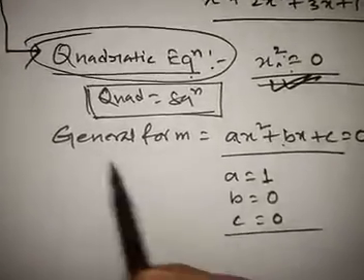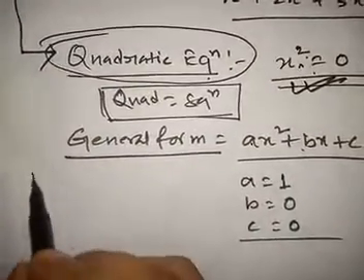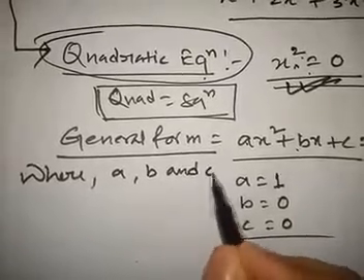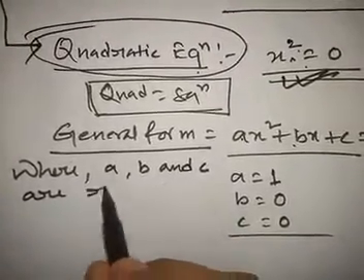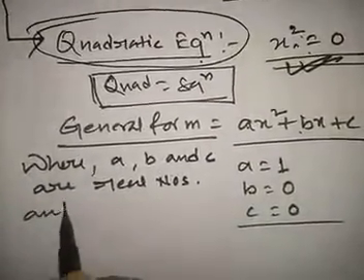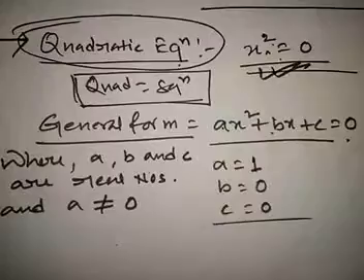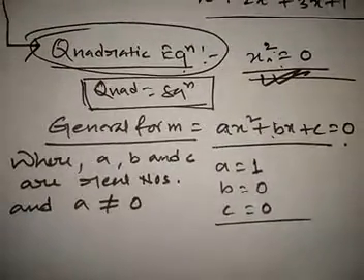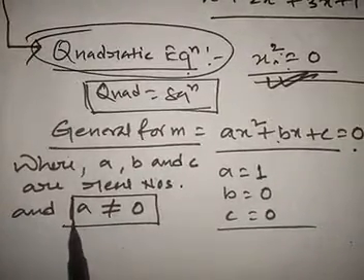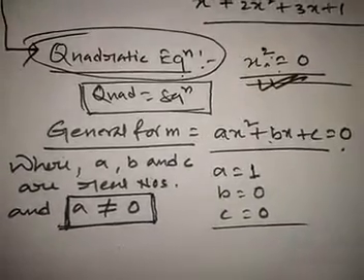Now this is the general form ax square plus bx plus c equal to 0, where a, b and c are real numbers, and the most important thing is a is not equal to 0. In case of quadratic equation, a cannot be equal to 0. While writing the definition, you have to mention this part, otherwise your marks will be deducted. This is very important. a cannot be equal to 0.